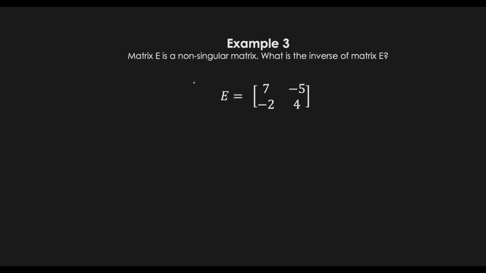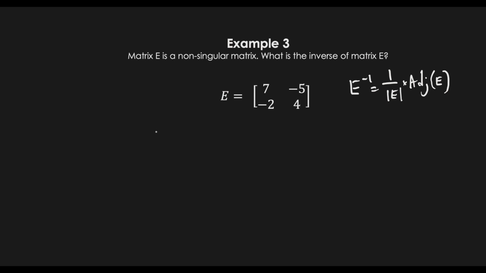So we have here that matrix E is a non-singular matrix. What is the inverse of matrix E? So by now you should understand that once it's non-singular, that means the determinant is not 0. So it's either more than 0 or less than 0. So in this case, same concept like before, we say that E inverse would be equal to 1 over the determinant of E, and then we multiply that to the adjoint of E.